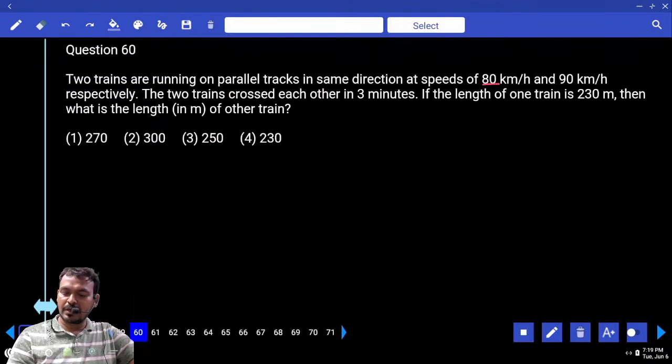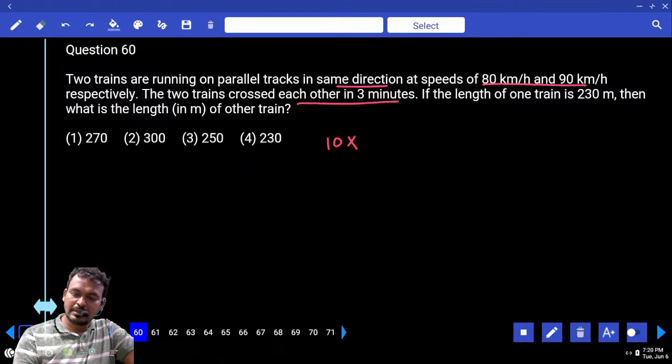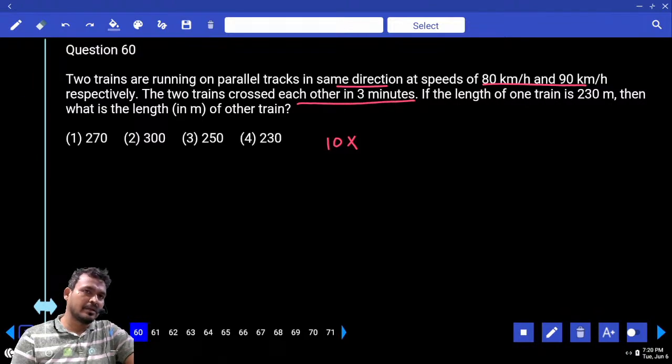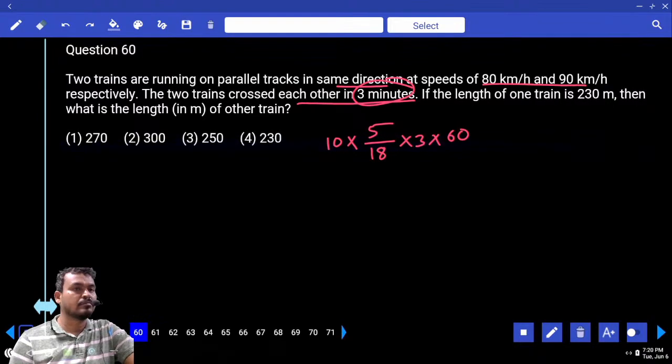First of all, both are moving in the same direction. What is the relative speed? Difference of the speeds or sum of the speeds? Difference of the speeds. Both cross each other in how many minutes? 3 minutes. 10 kilometer per hour is the speed. Converted to meters per second, multiply by 5 by 18, into 3 into 60. Speed into time gives the distance. The same distance is equal to the length of the first train plus the length of the second train.